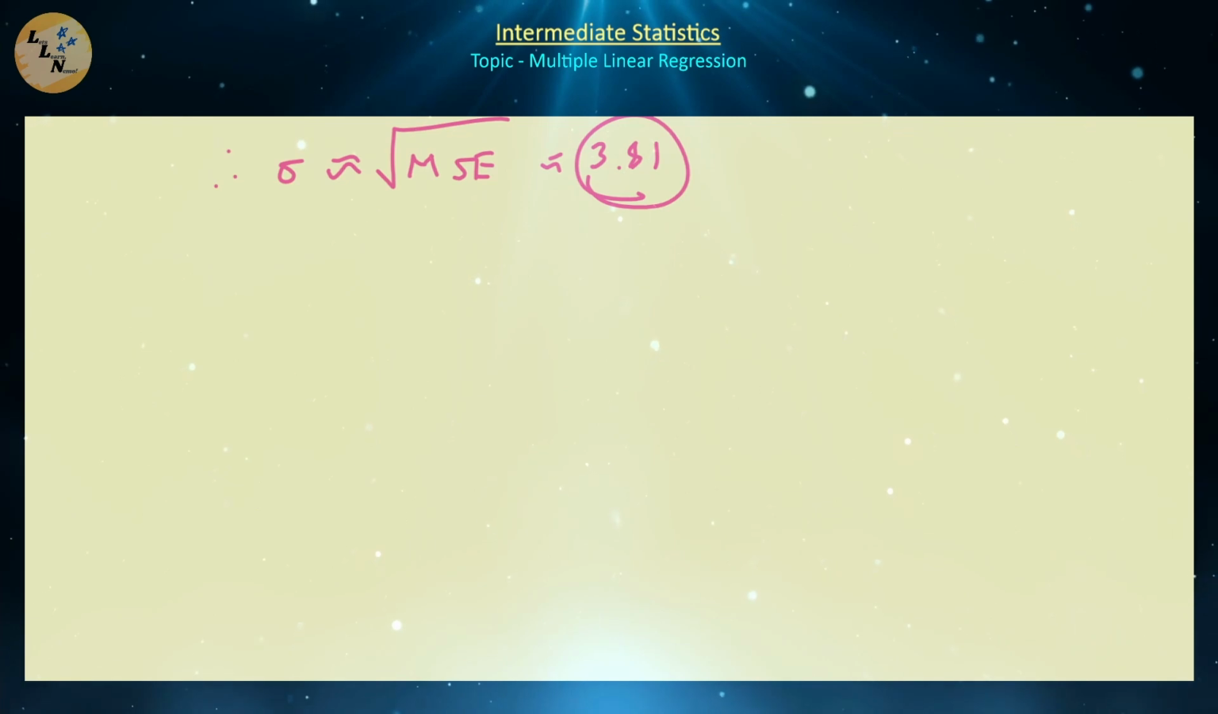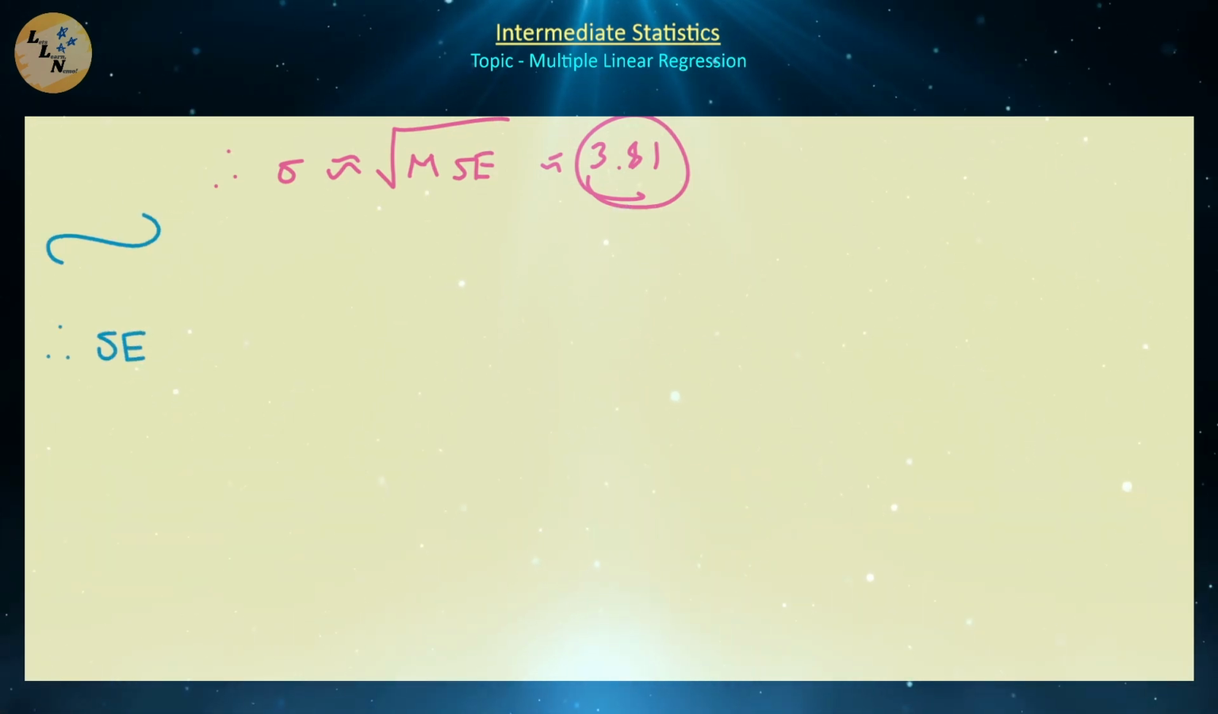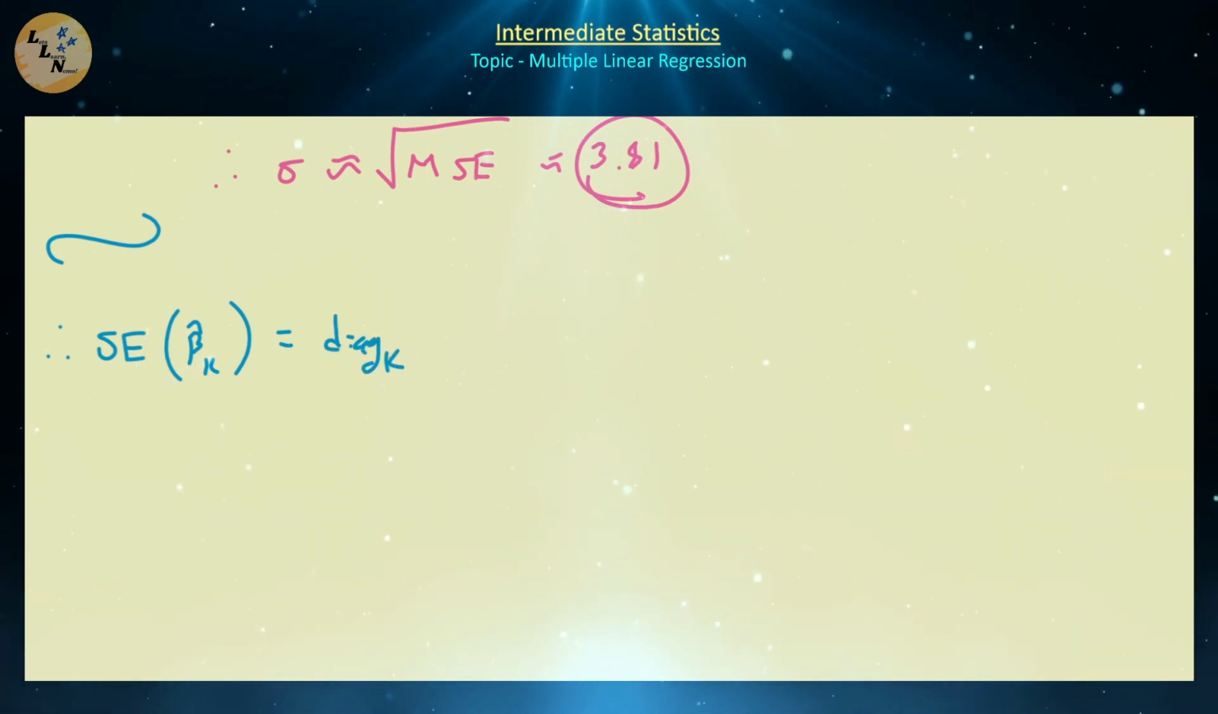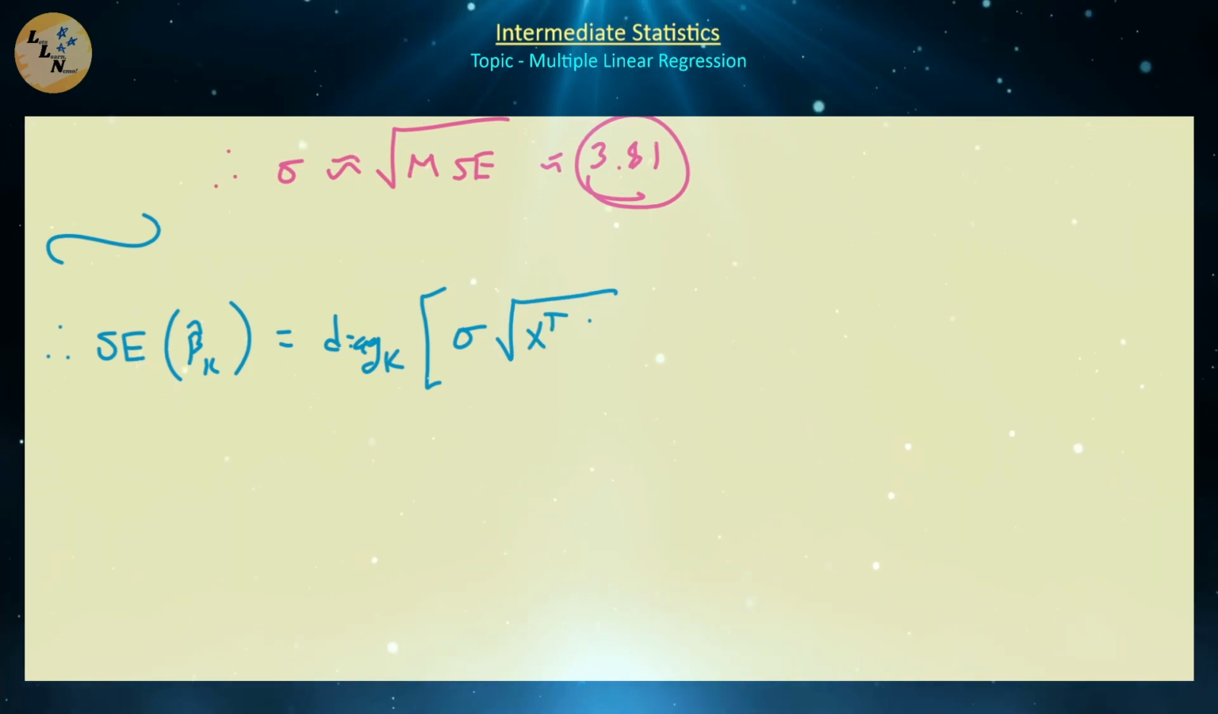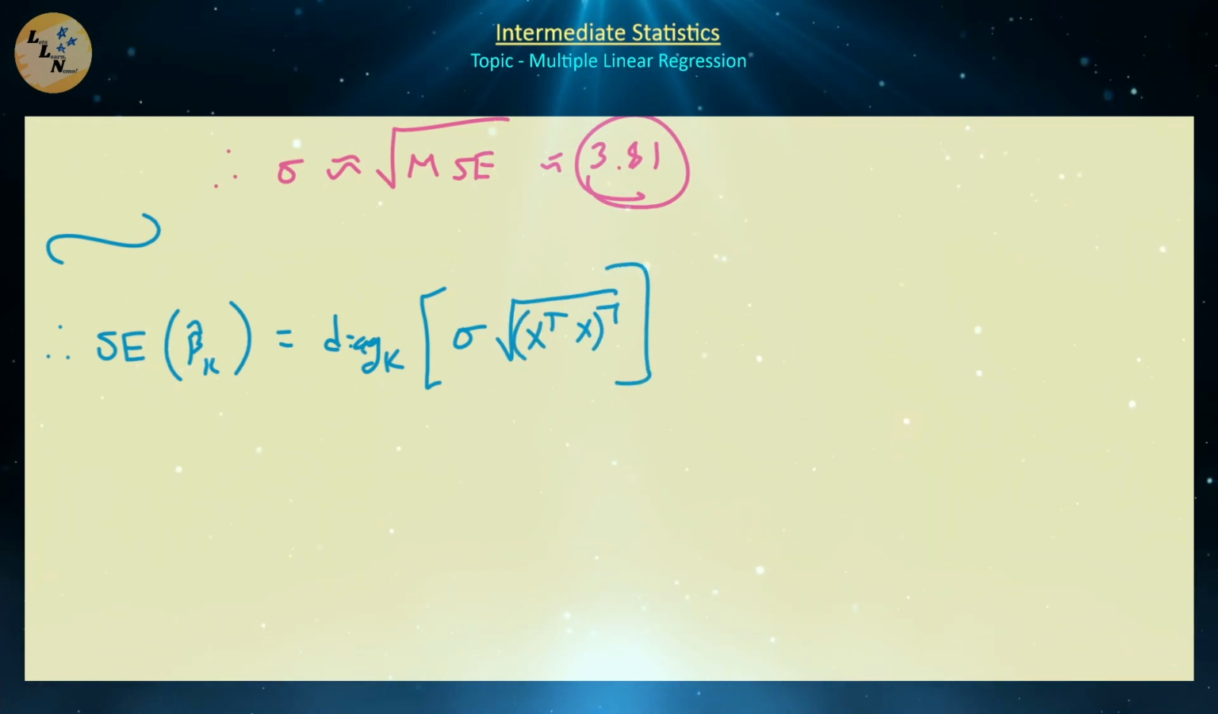Now let's actually look at the standard error for each of our individual elements. So one can show that again the standard error for beta hat k is going to be equal to the kth diagonal element of the matrix sigma times the square root of the quantity XTX inverse, right?